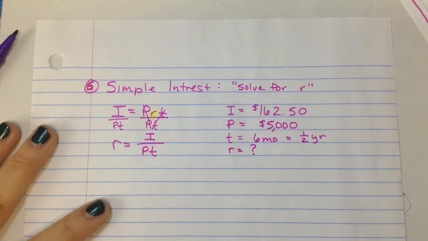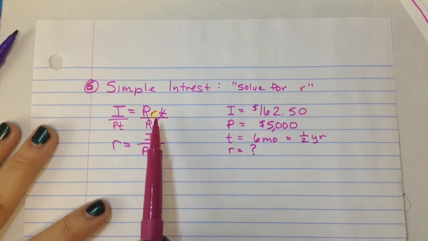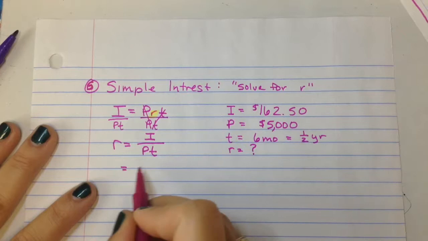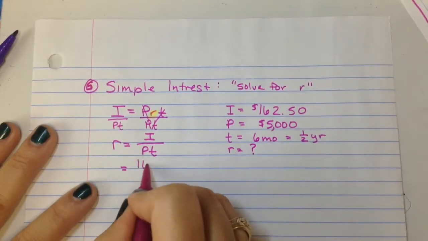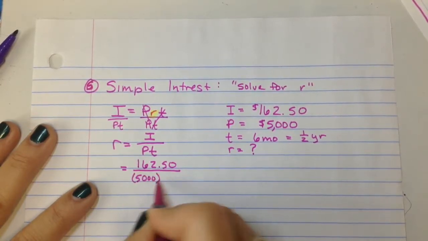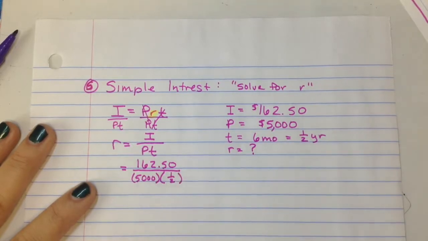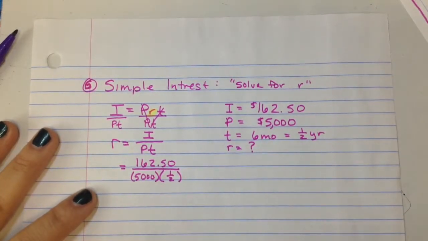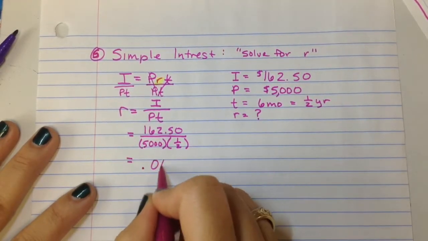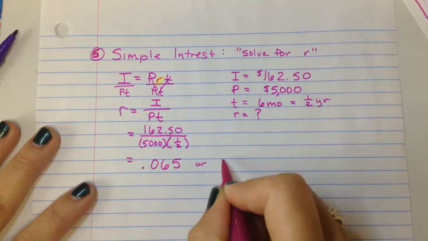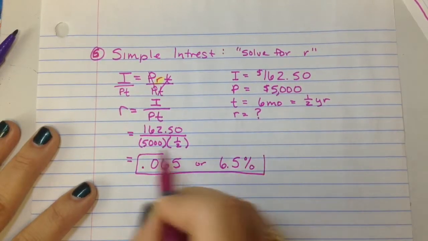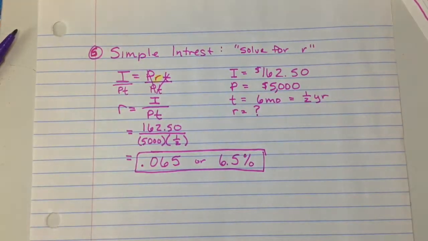If we had to plug all that information into the regular formula, it'd be very, very confusing. But we have this solved for R, which means all I have to do is plug in the letters where they belong. I is 162.50, P is 5,000, and T is half a year. When I plug and chug that in a calculator, I'll get that my rate is 0.065 or 6.5%. That is the rate that the bank gave me on that investment.